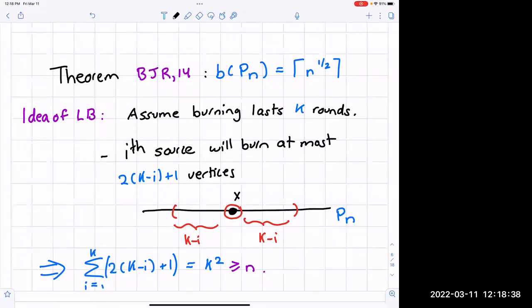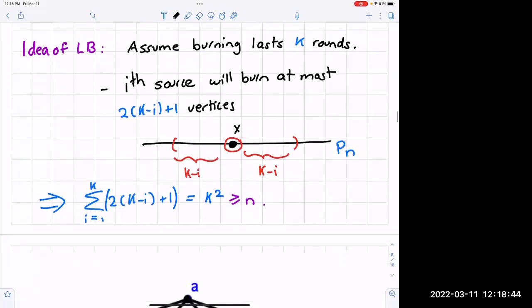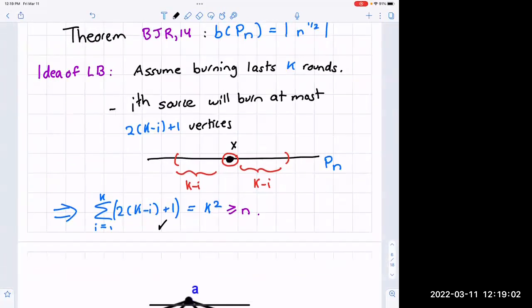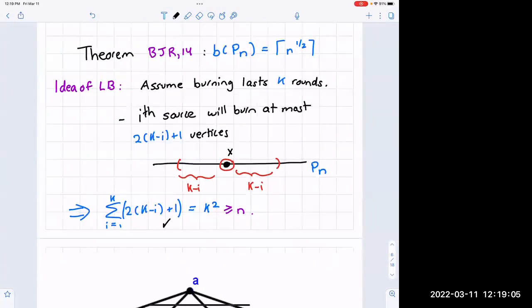And you're doing that for each of the sources, the first source, which burns the most, then the second source, and so on down to the last vertex. So what you get is a sum of odd integers here, right? And it's all odd integers up to k. So that's k squared, and it has to be at least n. Solving the inequality gives a lower bound. So this is how it works. And for the upper bound, I won't do it here. Really, it's an exercise. You just give an explicit burning sequence, which really amounts to, again, partitioning the path into these intervals.